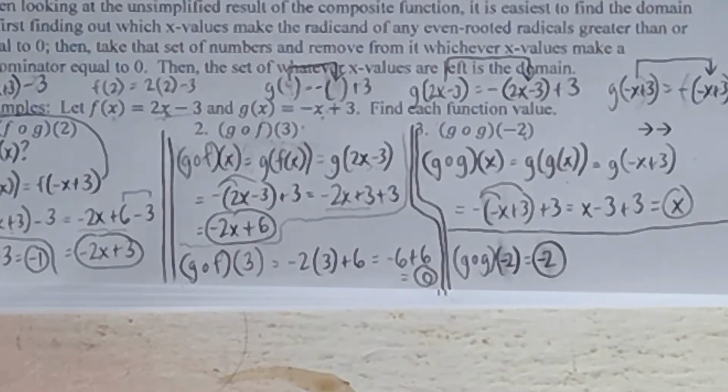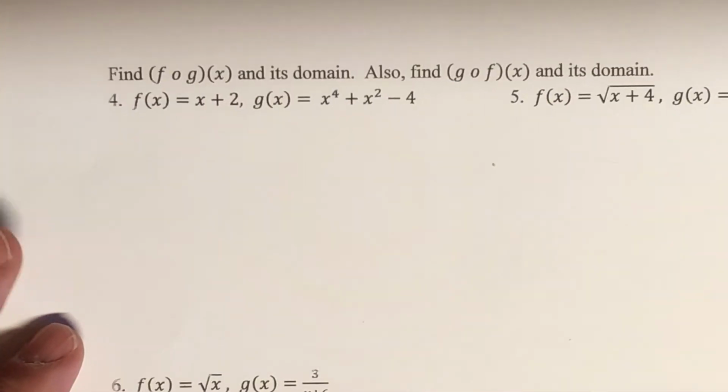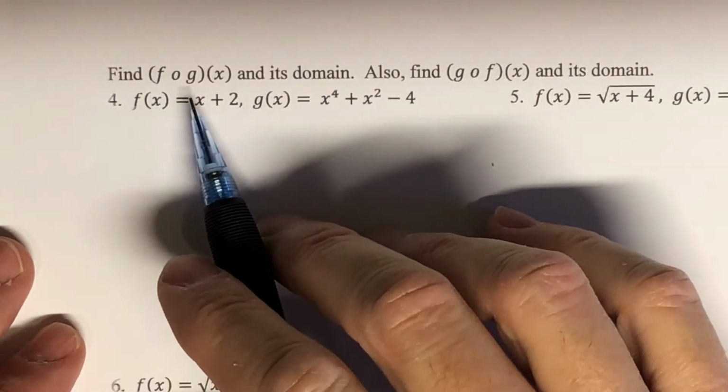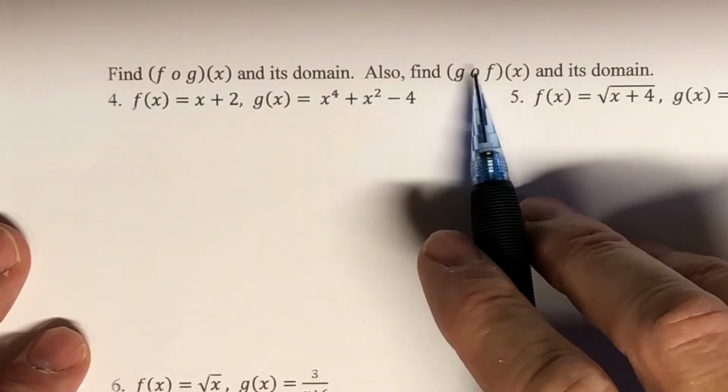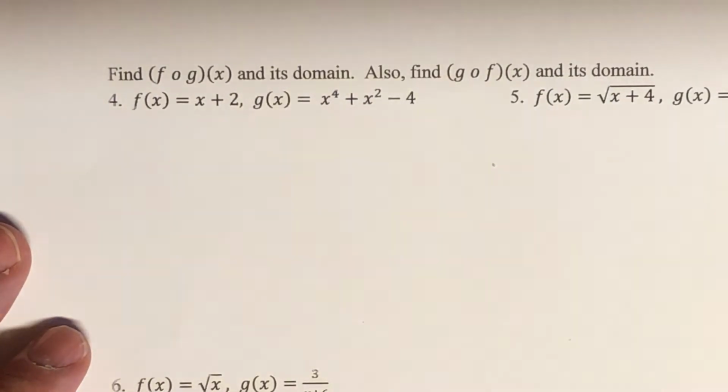What we need to do right now, as we get ready to flip over the worksheet here, is we need to talk about the domain now of these composite functions. Okay, so now when we flip over to the back side of the worksheet, we're not only looking at composite functions F circle G and G circle F, but we're also looking at their domains now. So let's talk about that.